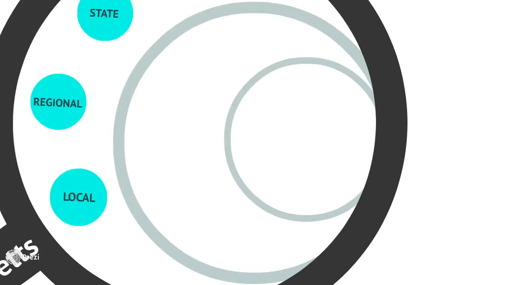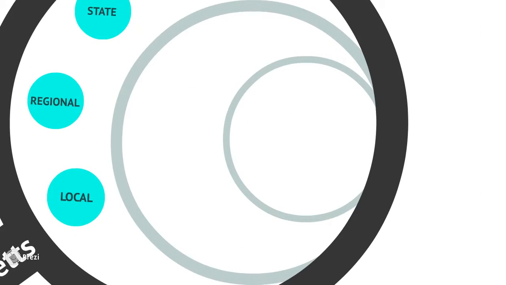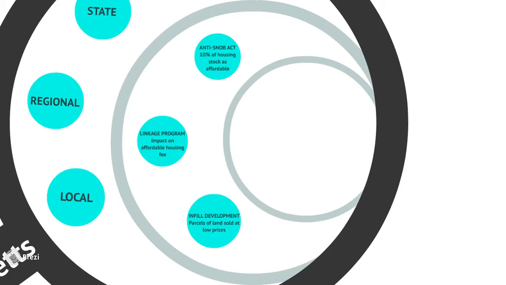The Anti-Snob Act, a state-level strategy, mandates all cities to provide 10% of their housing stock as affordable housing. Local authorities can bypass zoning laws to meet this requirement. A linkage program where new commercial developments over 100,000 square feet were required to offset the impact on affordable housing with a fee. Infill development, where parcels of land were sold at extremely low prices to developers to build homes for moderate income families. The above strategies resulted in 23,000 and 6,000 units, and 33 million in funds were raised.